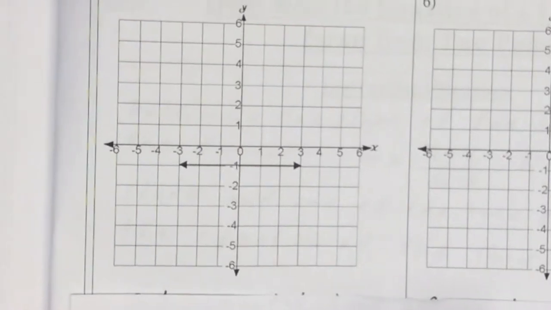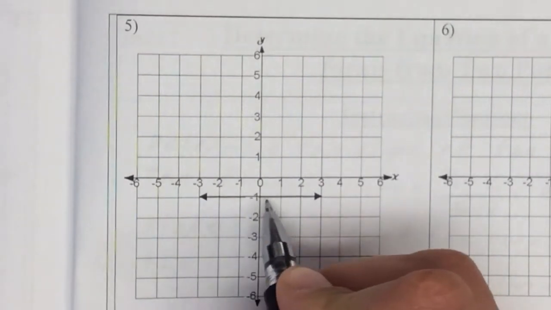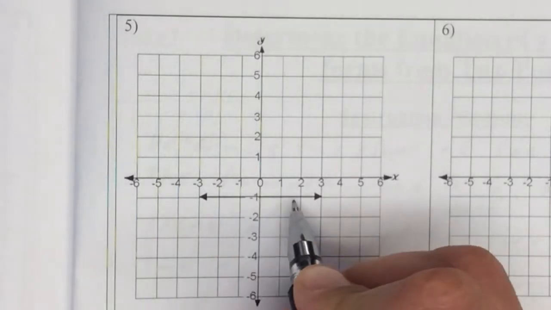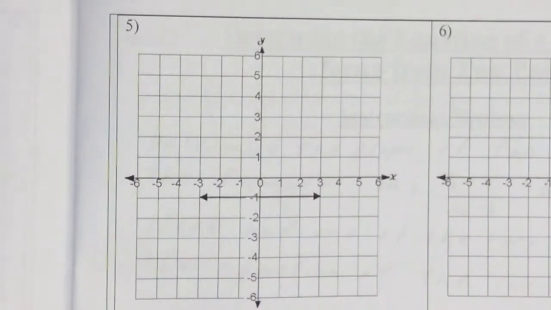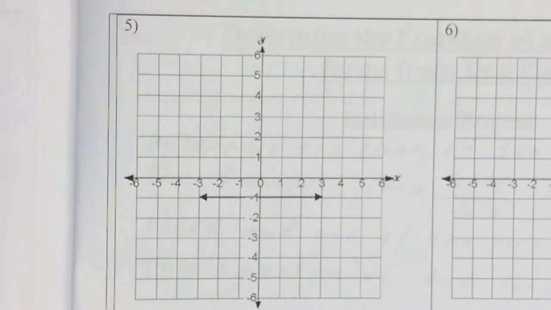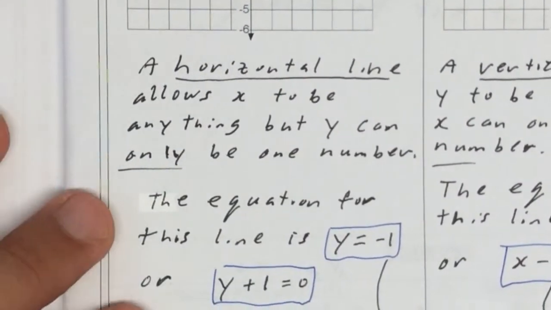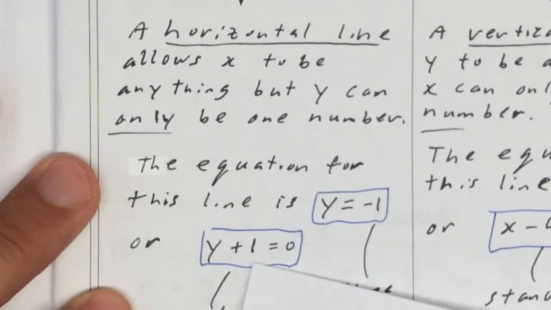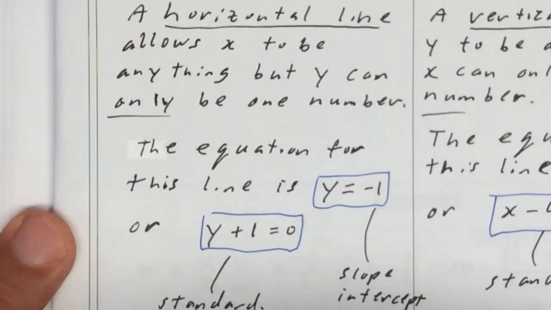Okay. Here's a couple more. So here is a line that is horizontal. These ones are straightforward. Horizontal, y has to be negative 1, can't be anything else, doesn't matter what x is. Okay, slope is 0. So it's a horizontal line. Y equals negative 1, or y plus 1 is 0. Okay.